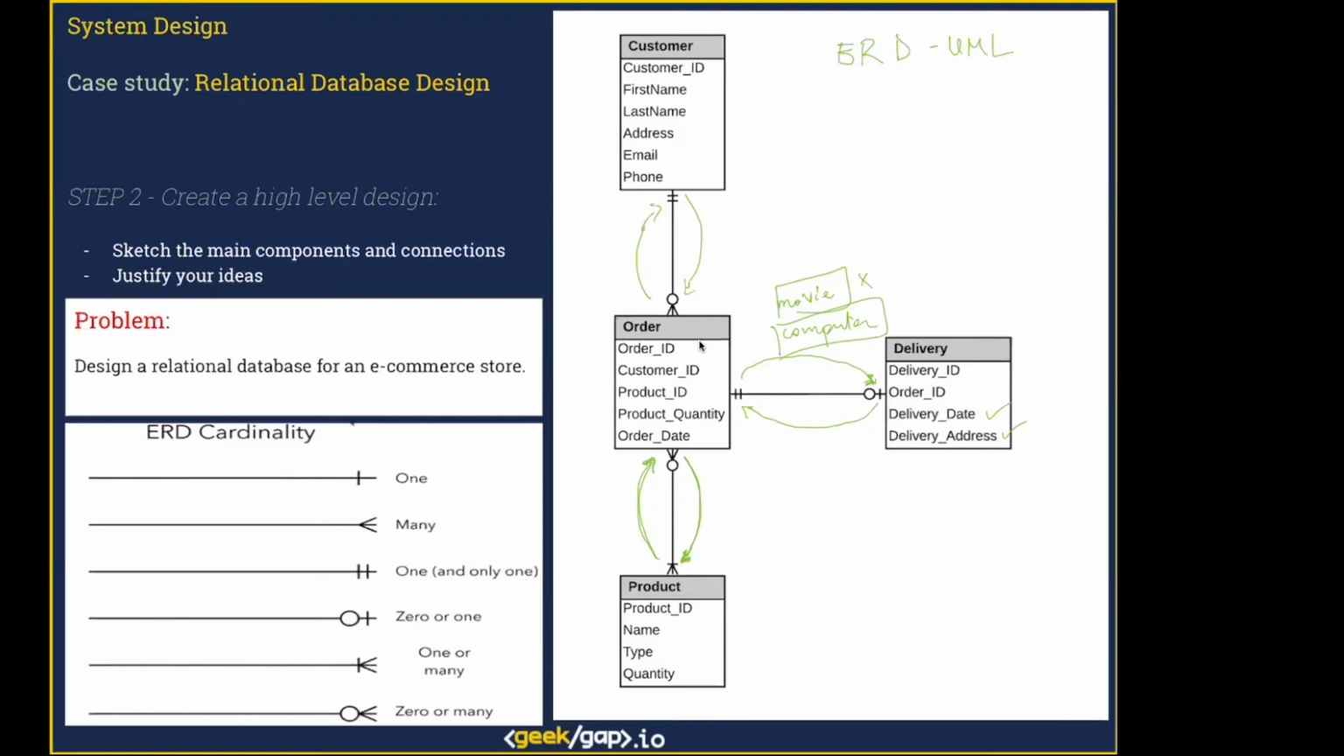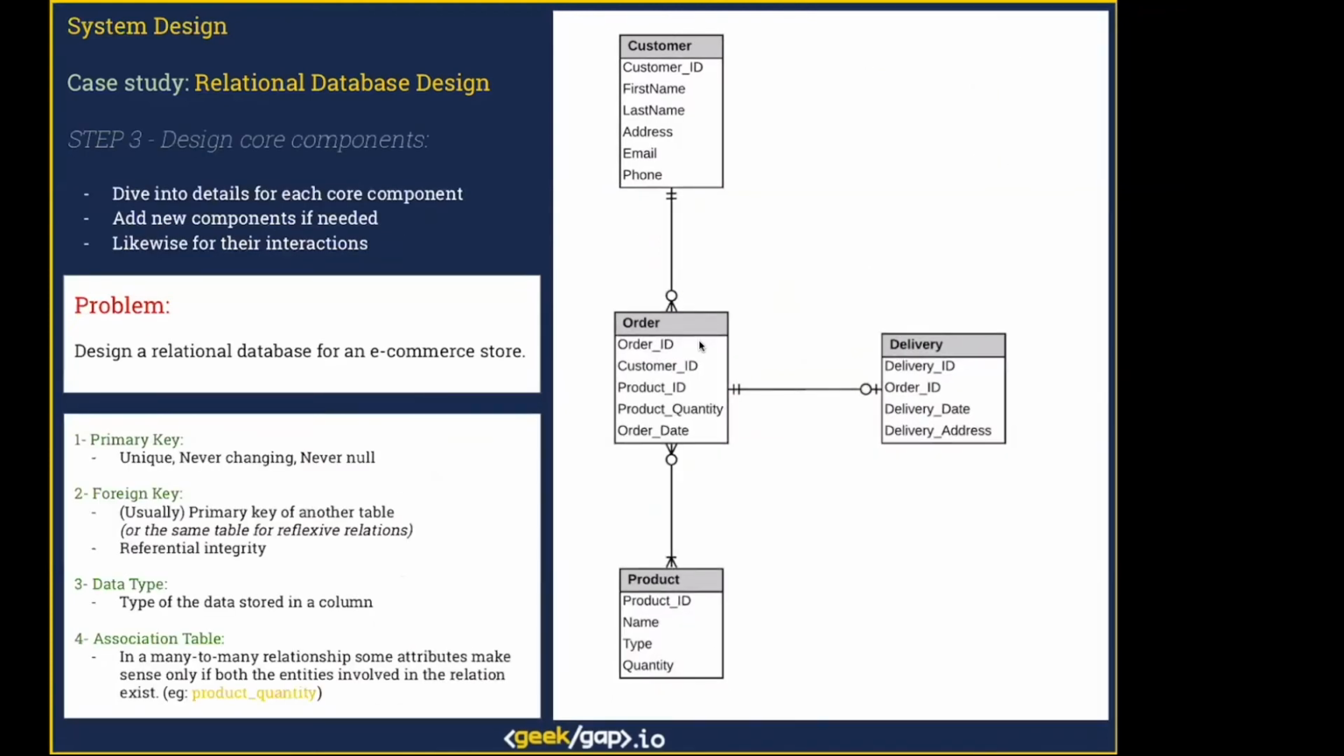So now we are at the second step. We create a high-level design. So far our design is something like this. It's very minimalistic. What can we do better? What can we improve, right? What is missing? When you're talking about the database, you want to add things like primary keys, foreign keys, data types, and sometimes you also have to handle an association table, and I will explain what that is.